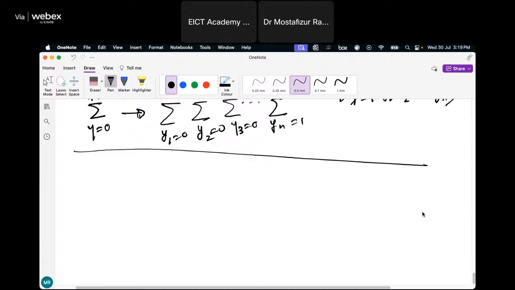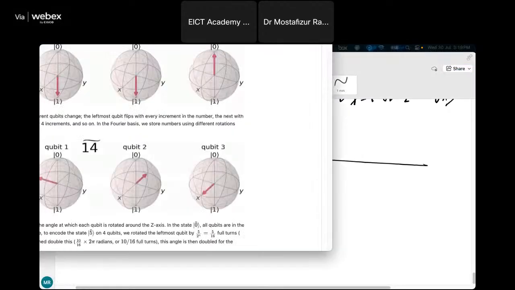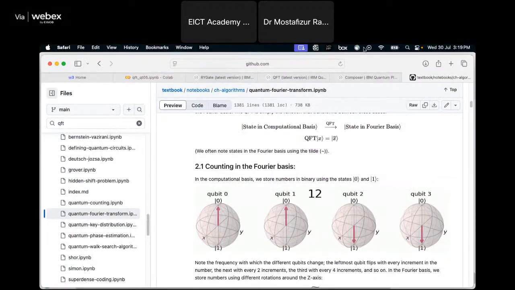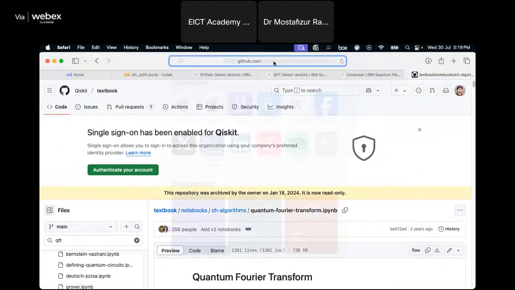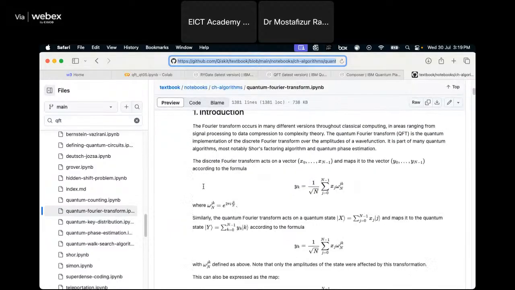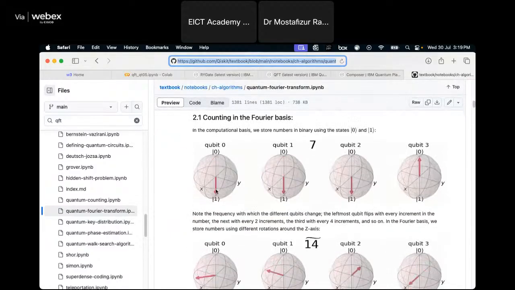Okay, let's visualize how this is happening. Let me show you the Qiskit textbook material. I hope you can see this browser. Let me copy the link and share it in the chat so that you can also open it on your laptop. Leave aside all these definitions. See, the computational basis: here four qubits are shown, qubits 0, 1, 2, and 3, and the computational basis only changes between 0 and 1.